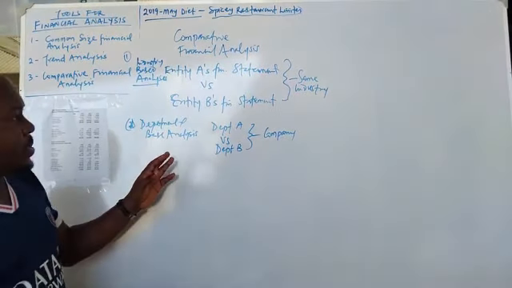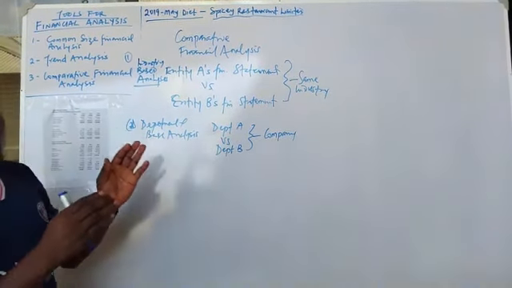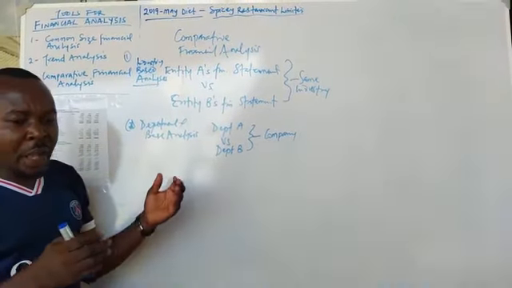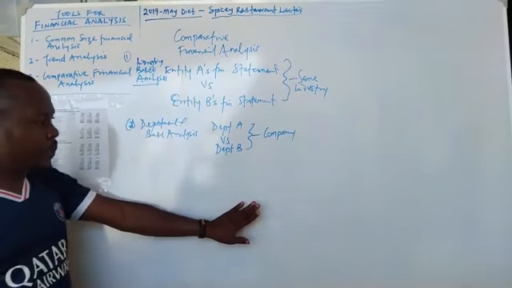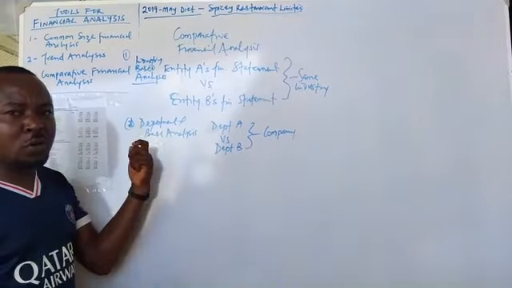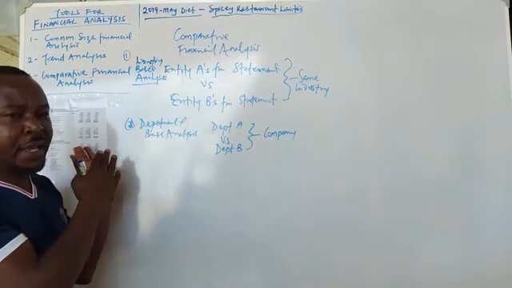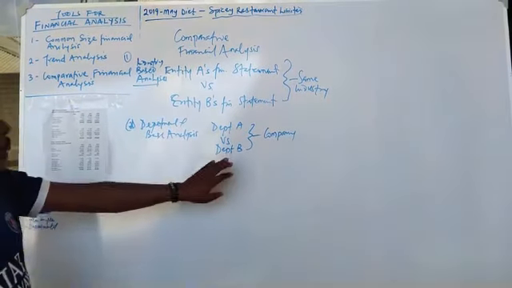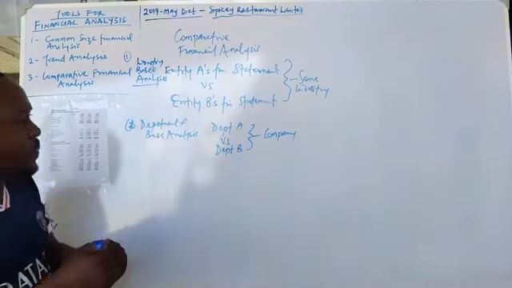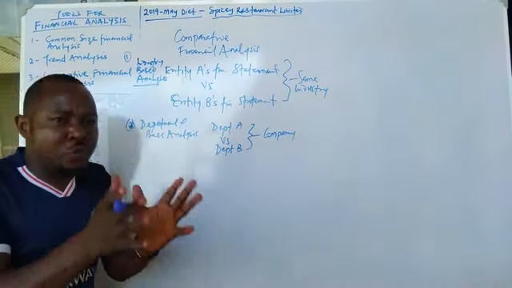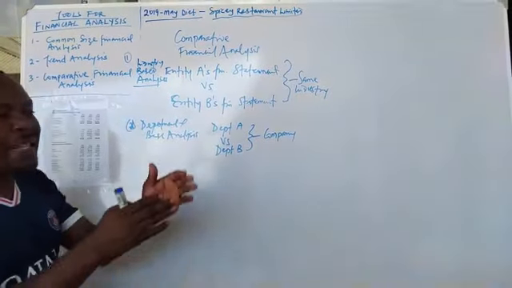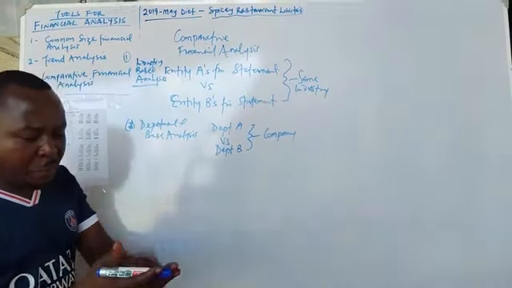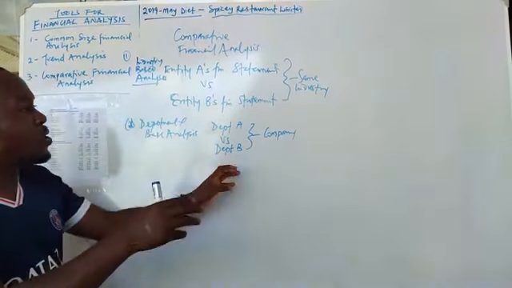What you need to understand here is that anytime you want to compare, there are rules. When you want to use comparative financial analysis, the basis for comparison must be established. That's number one. For example, if you are comparing the sales of Department A versus Department B, they must have the same provisions and the same criteria.